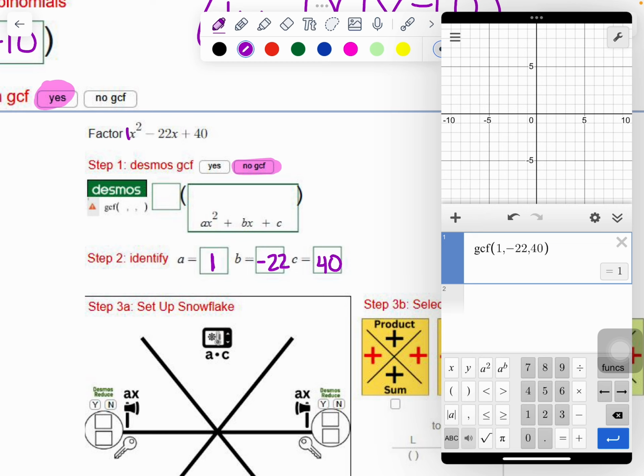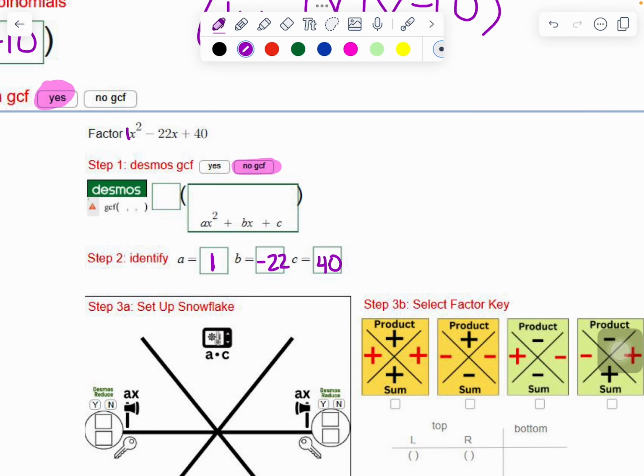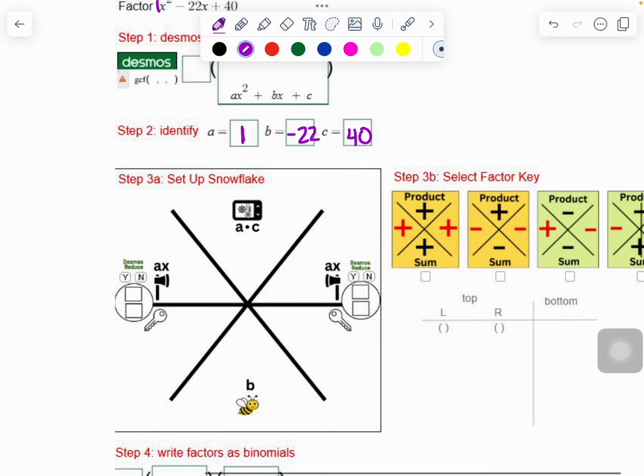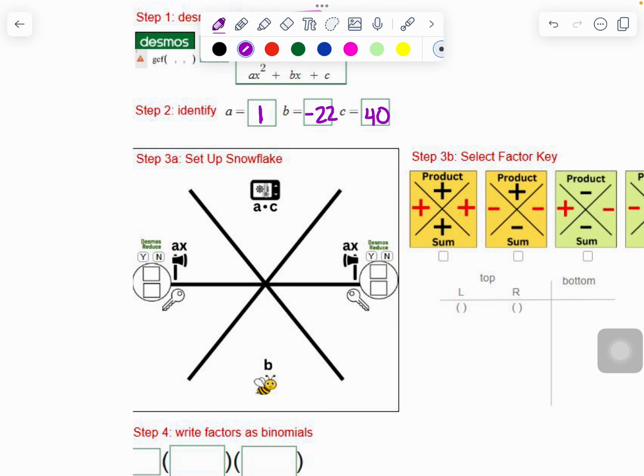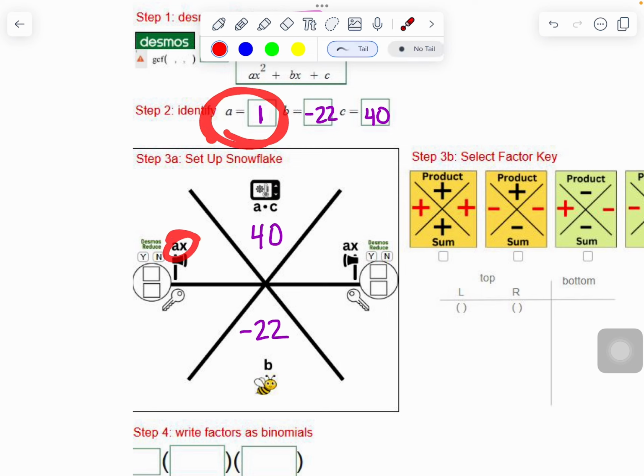So now we're going to fill in the snowflake. Let me close this. And we have A times C. Well, A is 1 times C is 40. 1 times 40 is 40. The bottom is B. Well, my B is negative 22. And then my x is AX. So I take A and I just put an X on it. So 1X, 1X.